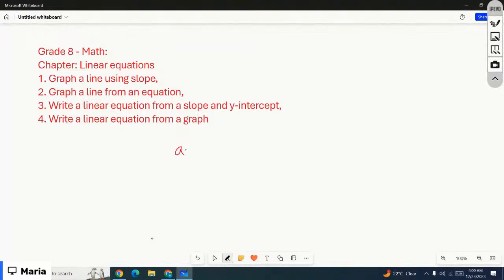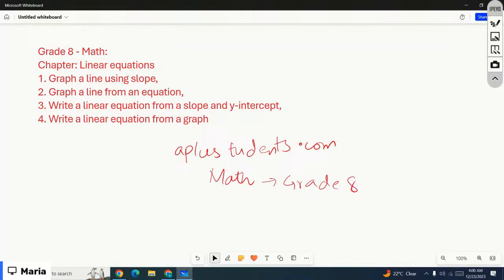You can find all the lessons on aplusstudents.com. You have to log in there using your email address, and the password is provided by the administrator. Then you have to select math from the subject tab. Scroll down to grade 8 and then click on view all lessons. So there you can find a list of the chapters.